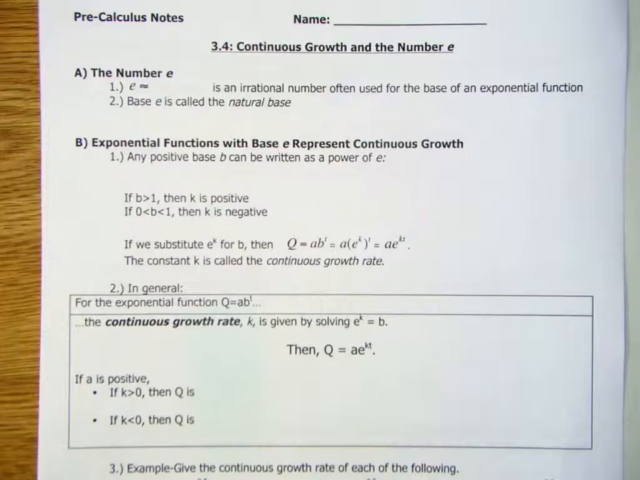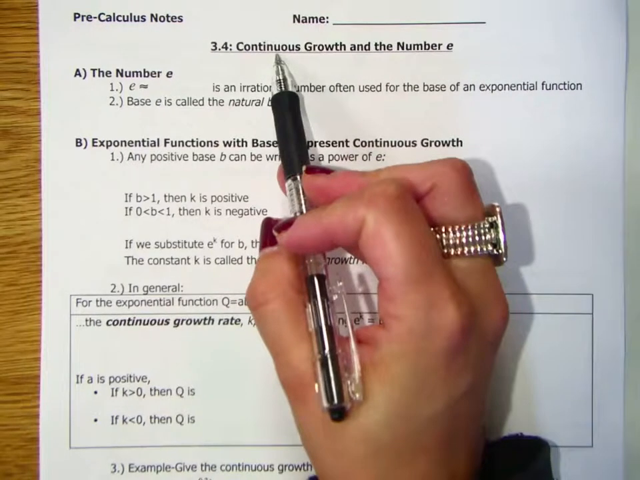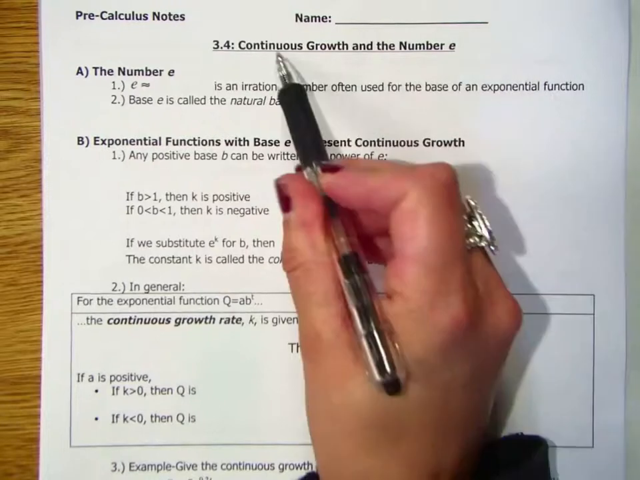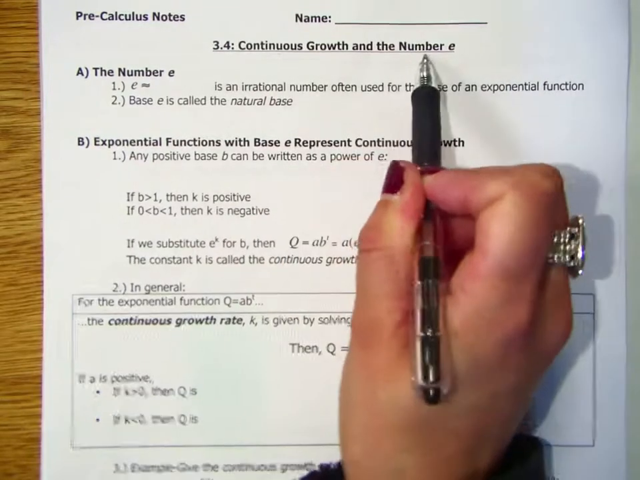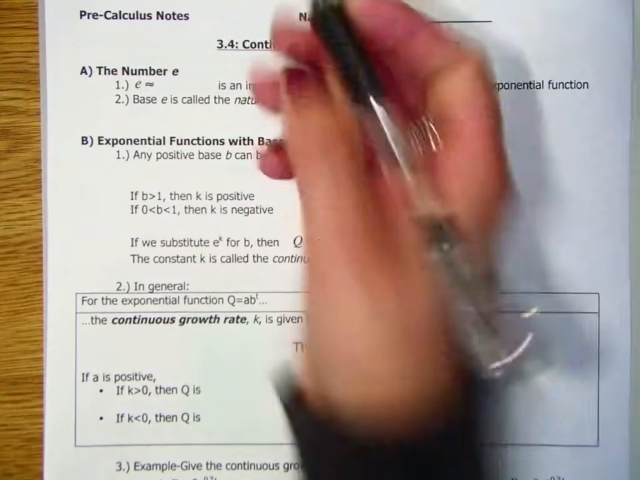We've talked about exponential growth at a certain percentage, either growth or decay. This unit, what we're adding in today is what we call continuous growth, and we'll define that a little better later on. But what we need to start off with is just a quick review of the number e.